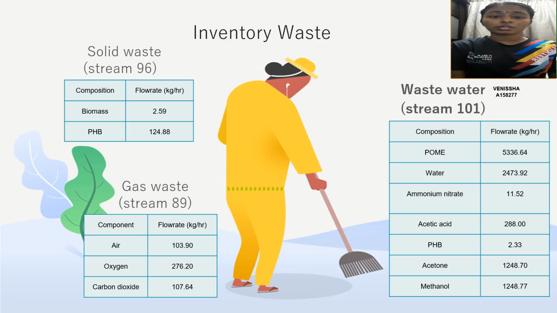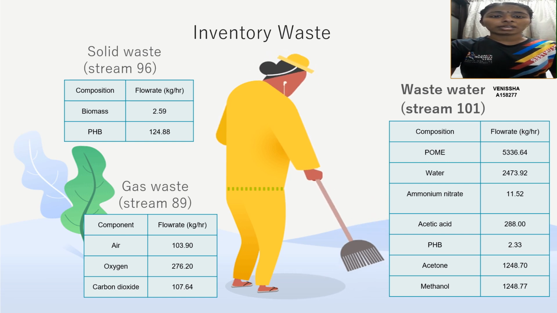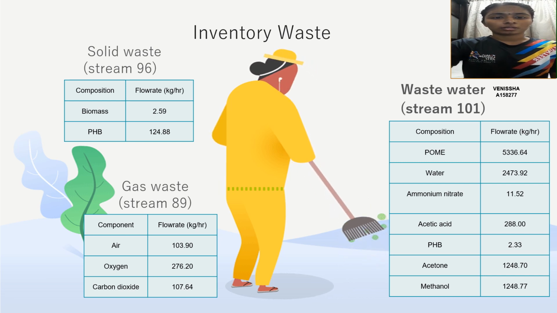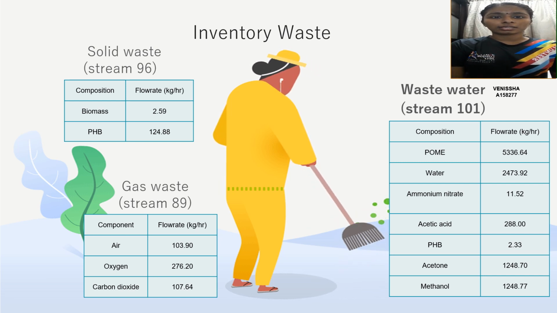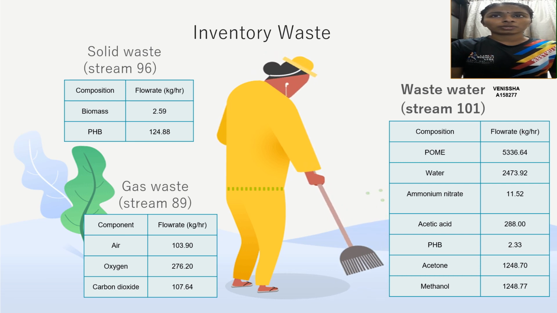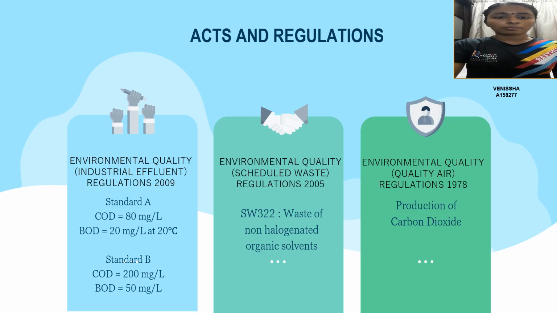Next, we will be seeing the waste treatment of our plant. As we can see, we have three types of waste: solid waste, wastewater, and gas waste. Solid waste will be exiting stream 96, wastewater will be exiting stream 101, and gas waste will be exiting stream 89. Our plant complies with certain acts and regulations.